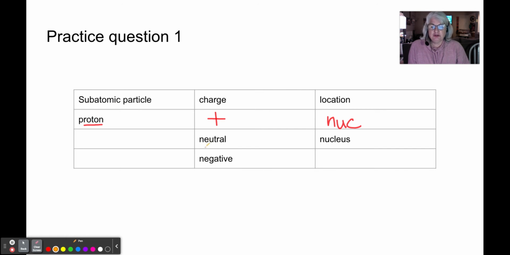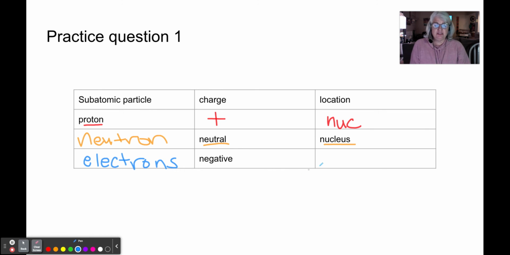Now let's go to neutrons. Neutrons are neutral. They're also found in the nucleus. Look at all those N's. That's pretty easy to say this is a neutron. Okay. And then finally, we have the last thing, which is electrons. Now, electrons are super important when it comes to chemical reactions. I think I mentioned that in the last video. And we're going to talk about that more when we get into reactions, but it's negative, and it is actually found outside of the nucleus. So that is what it should look like. Maybe different words, but that's what it should look like.